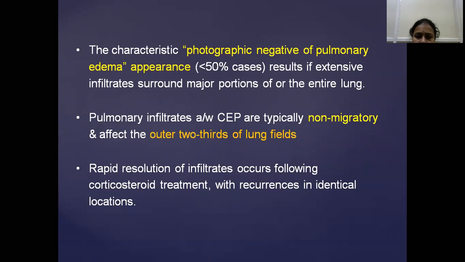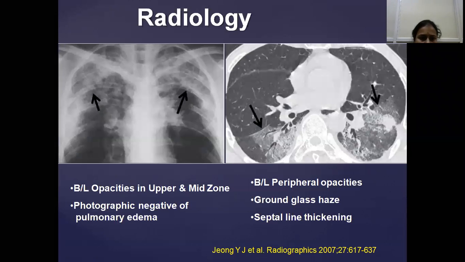Rapid resolution of infiltrates occurs following corticosteroid treatment. In acute eosinophilic pneumonia, the mainstay of treatment is corticosteroids. In chronic eosinophilic pneumonia also, the mainstay of treatment is corticosteroids. These are the radiological features. This is involvement of the upper and mid zones. This is the photographic negative of pulmonary edema appearance. This is the CT of chronic eosinophilic pneumonia: peripheral opacities, ground glass haziness, and septal thickening.